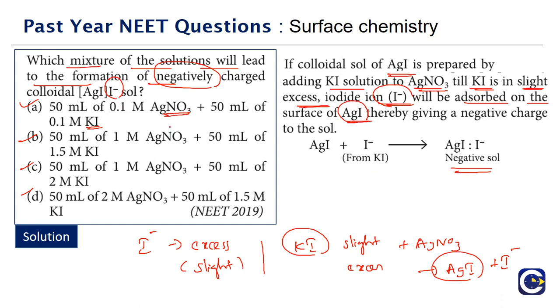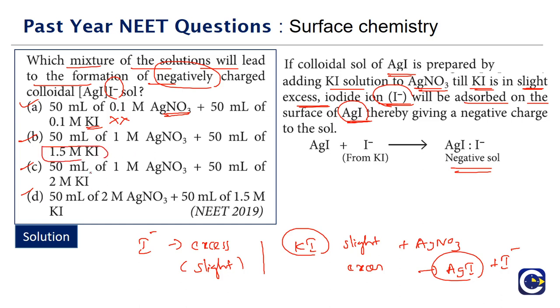So if we look at the options one by one, option A, 50 ml of 0.1 molar AgNO3 and 50 ml of 0.1 molar KI. So here AgNO3 and KI are exactly in proportion, so this will not be suitable. Option B, 50 ml of 1 molar AgNO3 and 50 ml of 1.5 molar KI. So here we can see that the KI is in excess, but it is in slight excess.